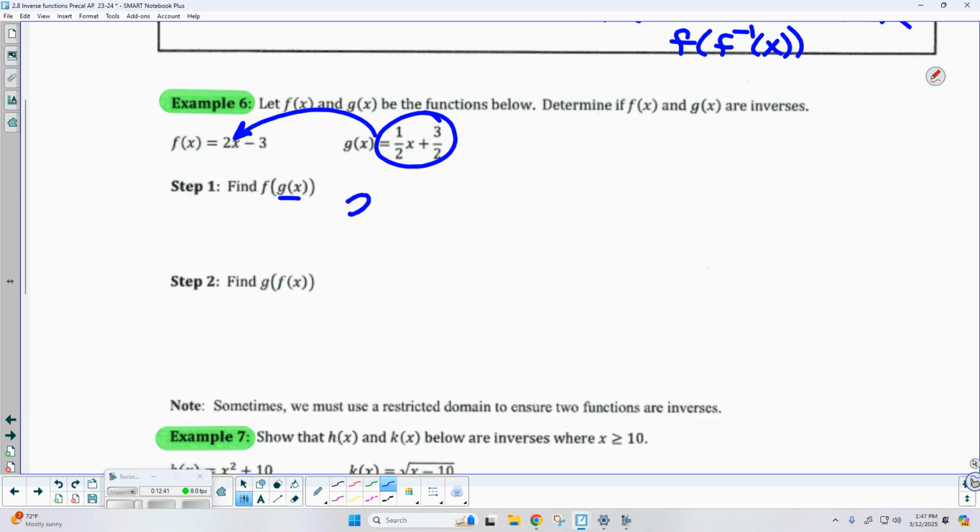So 2x becomes 2 times 1/2 x plus 3/2, and then we have the minus 3. And let's do a little bit of algebra. Let's see what we get.